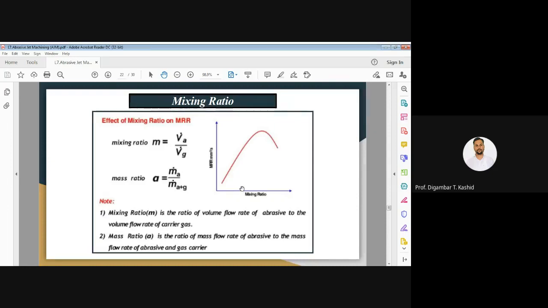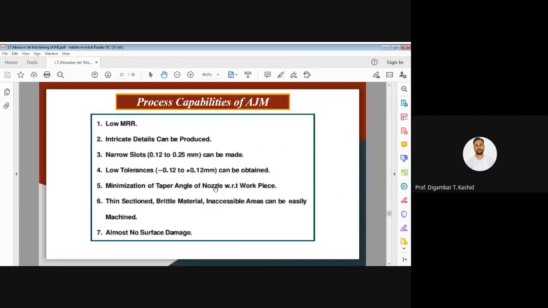So this was the effect of your nozzle tip and the effect of mixing ratio on your material removal. Now let us move to the next diagram. Here we'll discuss the process capability of this abrasive jet machine.